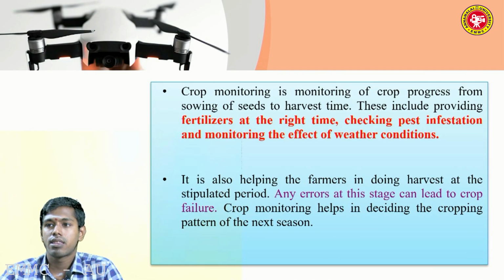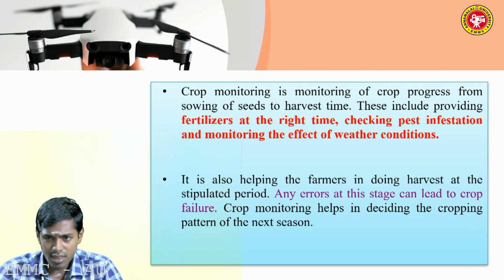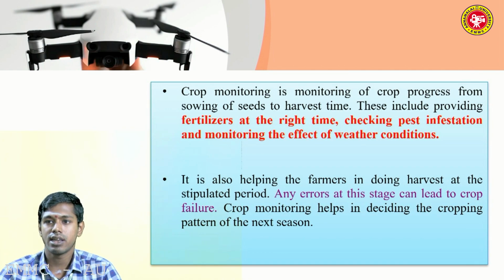Crop monitoring is the monitoring of crop progress from sowing to harvest. It starts from when the farmer is sowing the seeds, through the intermediate stage, to the harvest stage. This includes providing fertilizer at the right time, because in olden days they would say that if you throw the seeds at the right time, it will be harvested at the right time, and that is applied in this drone technology also.